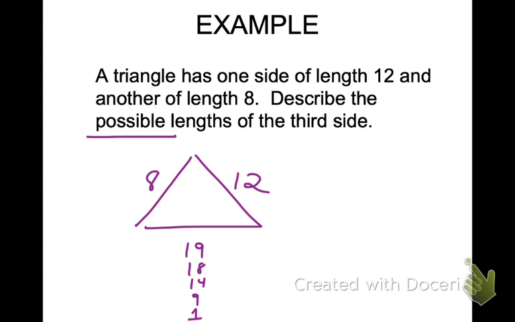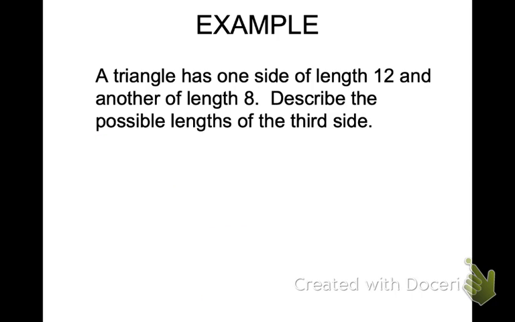Okay? So there's going to be this range of numbers that will work, but then there's going to be a group of numbers that do not work. Why can it not be 20? Well, because 8 plus 12 is 20. That's not larger than 20, right? So this is how you get your possible side lengths.